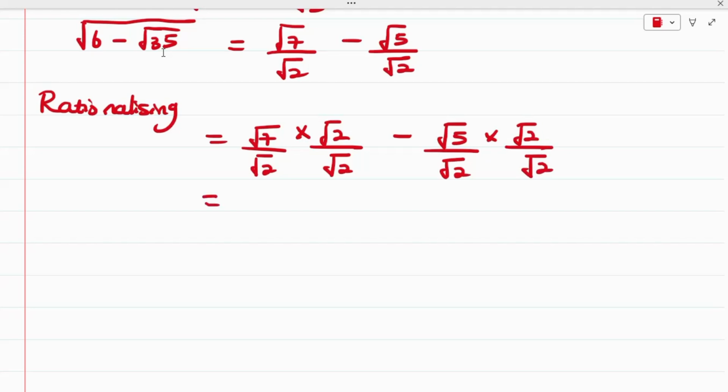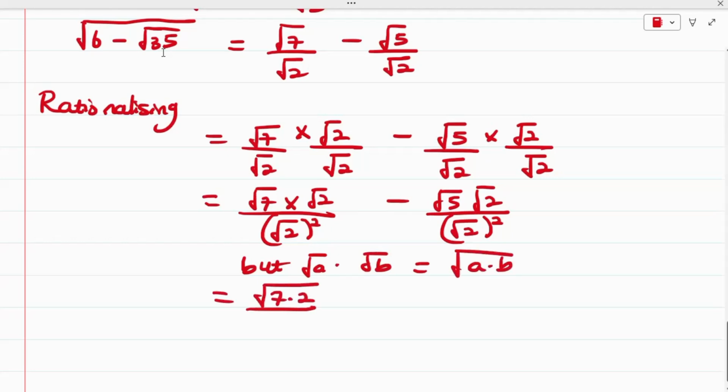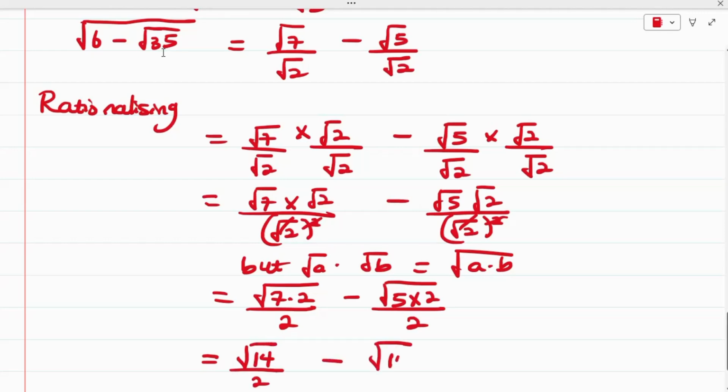So this is equal to root 7 multiplied by root 2, divided by root 2 multiplied by root 2, which is root 2 all squared, minus the root of 5 multiplied by the root of 2, divided by the root of 2 all squared. But if we have the root of a multiplied by the root of b, this is equal to the root of a times b. So this is equal to the root of 7 times 2 over, this cancels out, this is 2, minus the root of 5 times 2 divided by, this cancels out, this is 2. So this is equal to the square root of 7 times 2 is 14, divided by 2, minus the square root of 5 times 2 is 10, divided by 2.